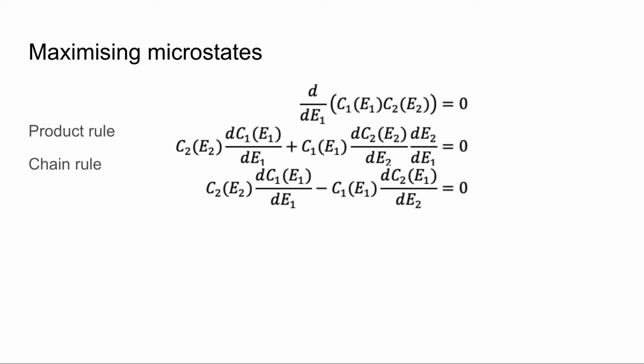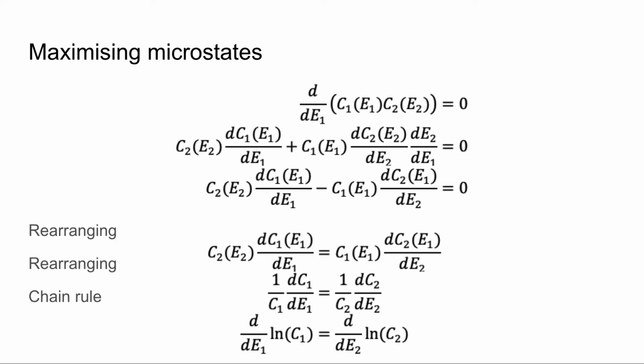So what happens when you maximize something? You differentiate. So the parameter we will differentiate with respect to is E1, and you see that all this math here is actually just everything you have learned before, right? It's just the product rule and chain rule. If you follow along, you can check the steps for yourself. Then you rearrange it, and in the end, what do you get? You get that the derivative of ln C1 with respect to E1 equals the derivative of ln C2 with respect to E2, and this is the condition that helps you maximize the number of microstates.